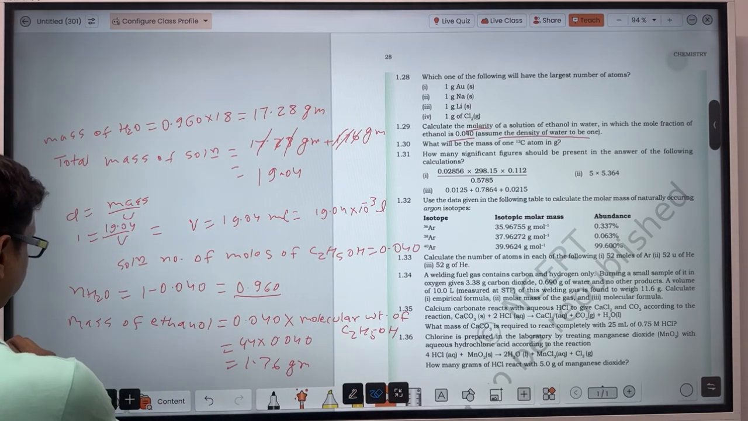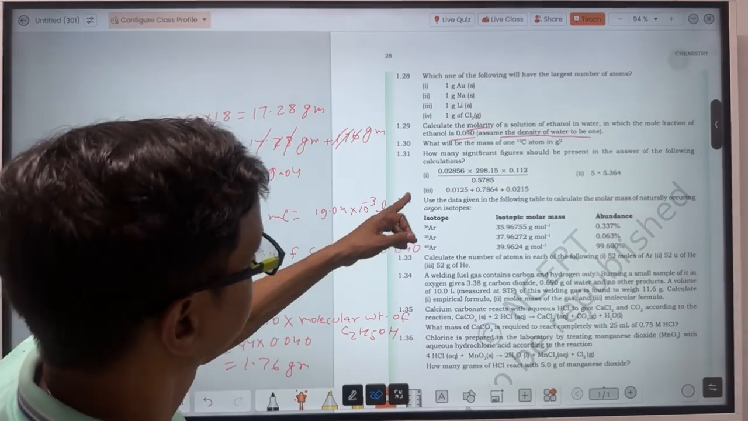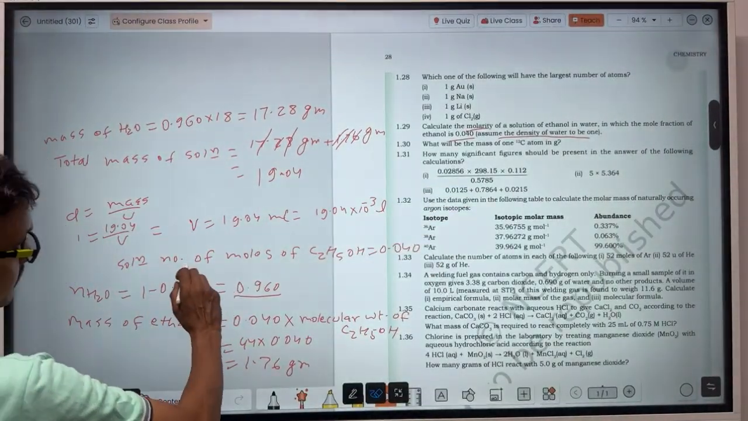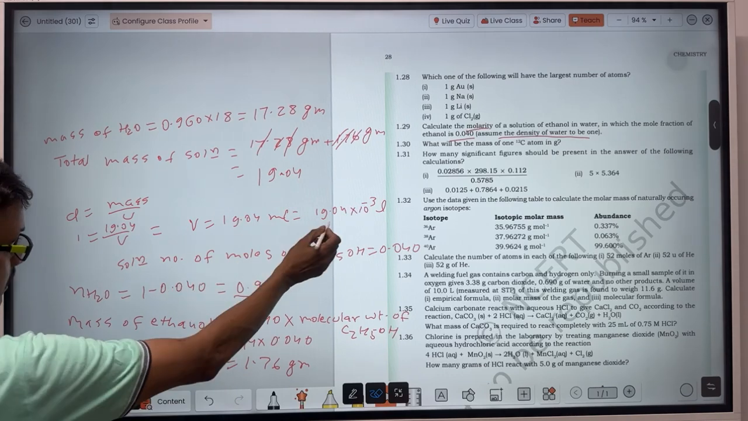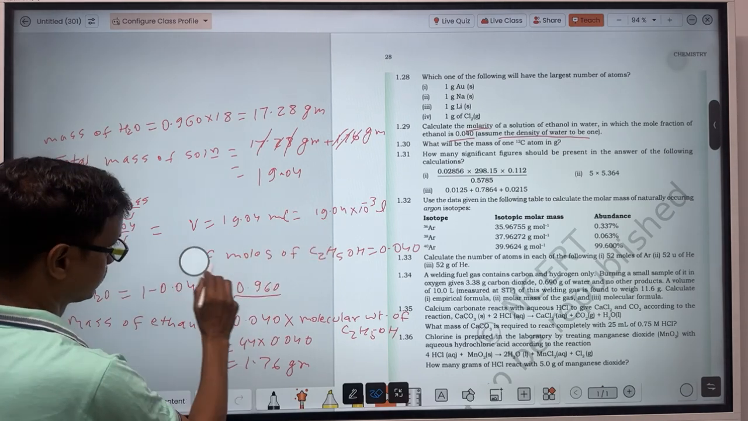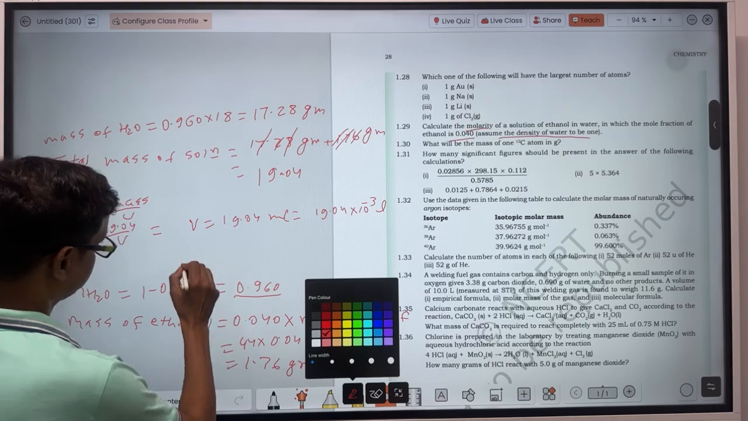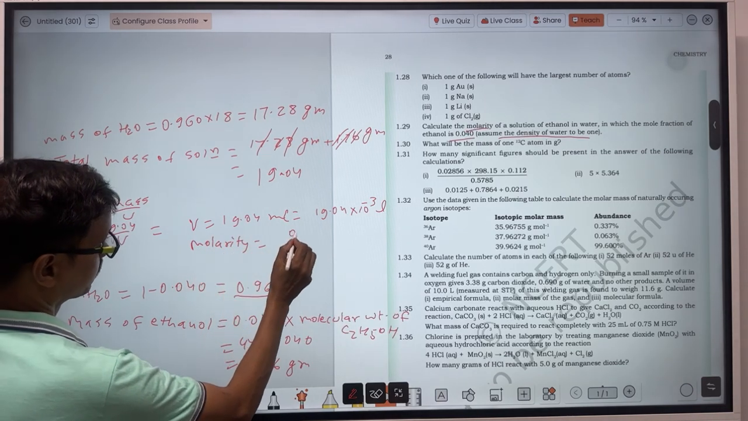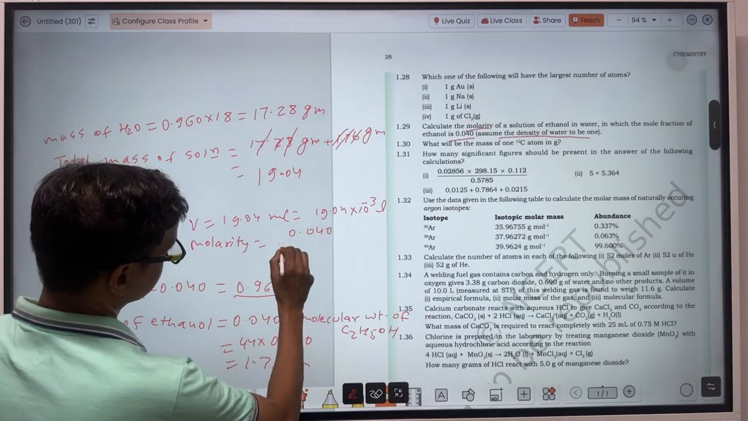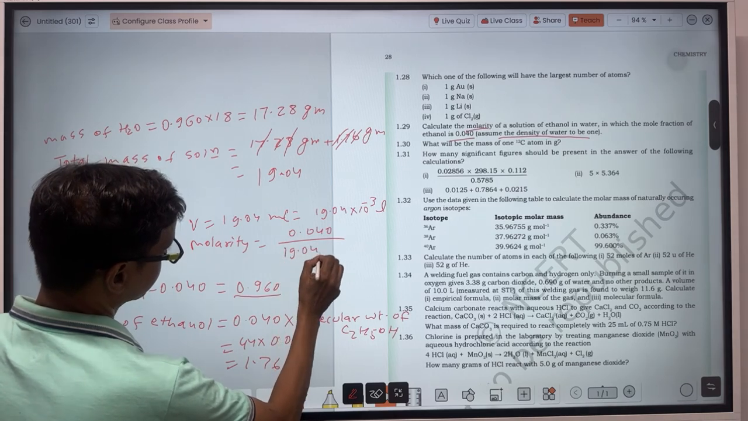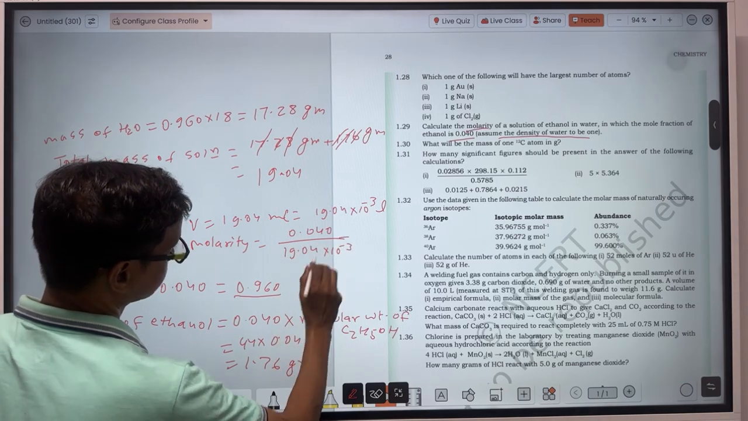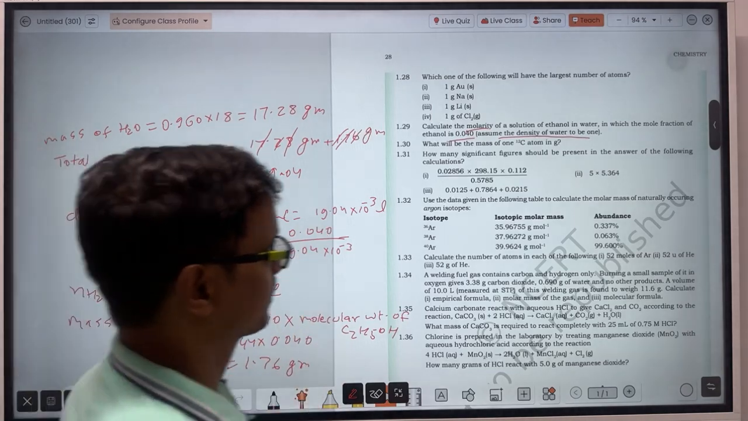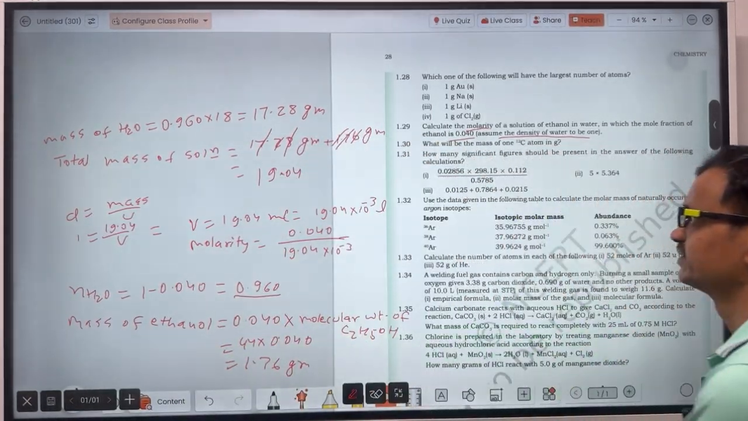Number of moles of ethanol, how much? Okay, so that will be 0.040. So molarity will be 0.040 upon 19.04 into 10 minus 3. Calculate that, and you will get the answer.